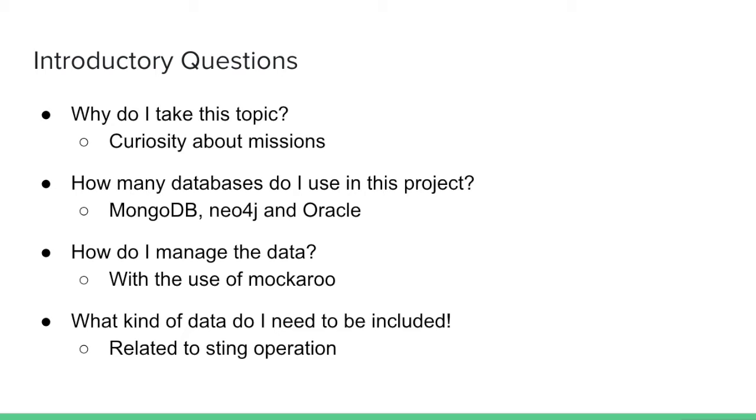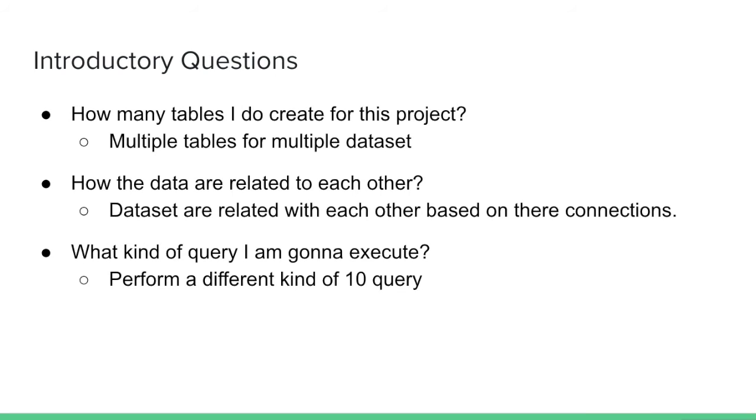The next is what kind of data do I need to be included. This is the spy database, so I include data that are related to some spy operations, like a surgical strike. The next one is how many tables do I create for this project. If I talk about the table creation, there are multiple types of tables for multiple entities, like for a person or for a country and so on. I will cover this topic in depth within the presentation later on.